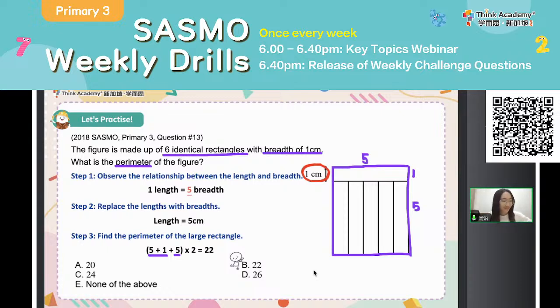Understand now? Okay, let me check. Is it easy? Easy or hard? If you feel it's very easy, please show me a happy face with your emoji. If you feel it's very hard, please show me a sad face with your emoji. Easy or hard? I feel it's okay. Okay, good.